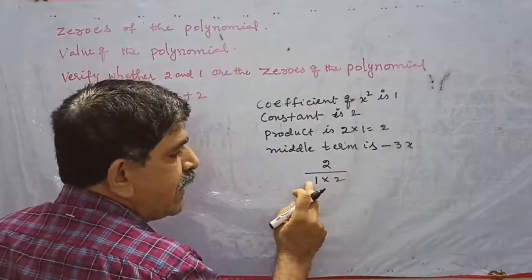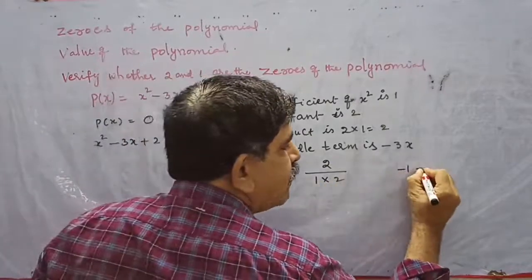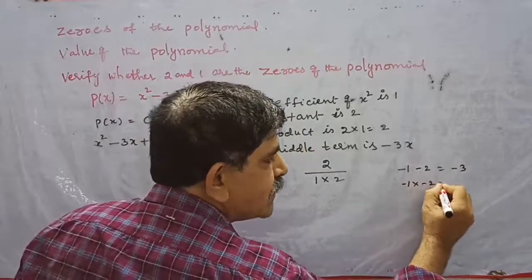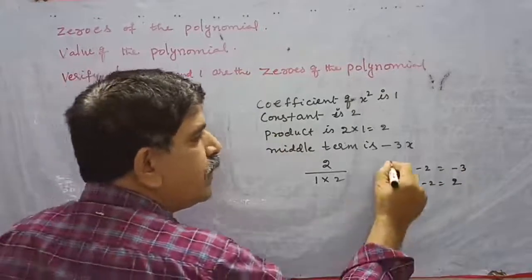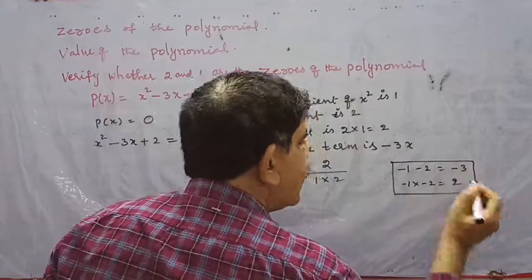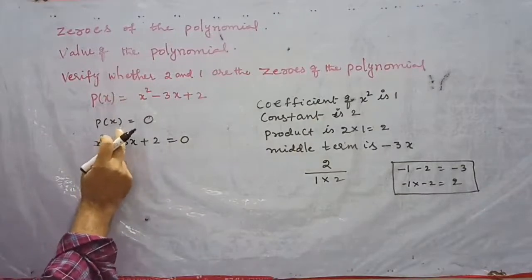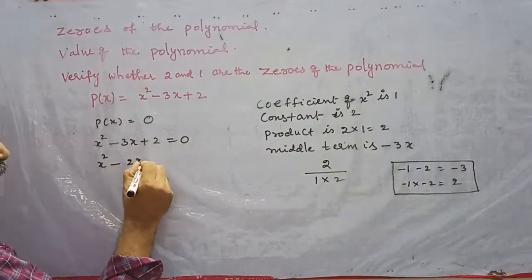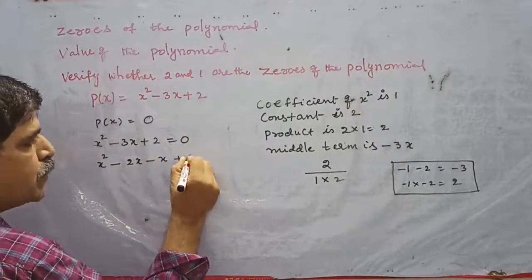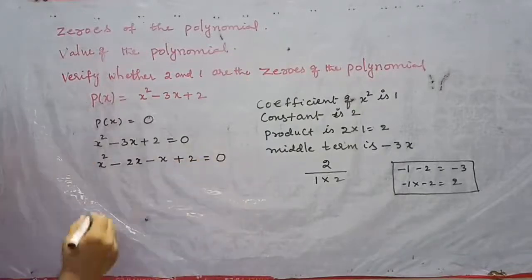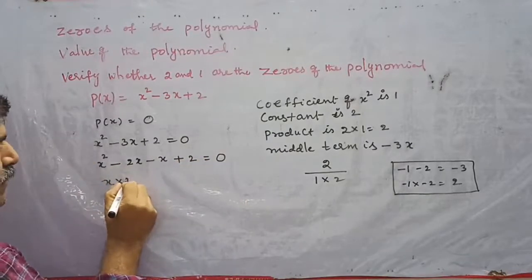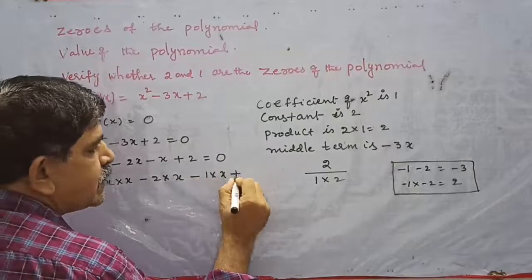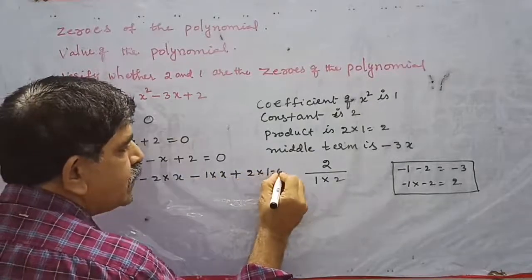So here if you take minus 1 and minus 2, you will get minus 3. The product, minus 1 into minus 2, is plus 2. So we can take these two factors. That means x square minus 3x plus 2 can be written as x square minus 2x minus x plus 2 is equal to 0. Now this can be written as x into x minus 2, minus 1 into x minus 2, is equal to 0.